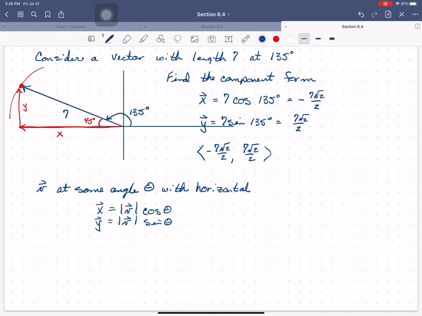All right, so now that we've got component form, let's talk about what it means to add two vectors together.